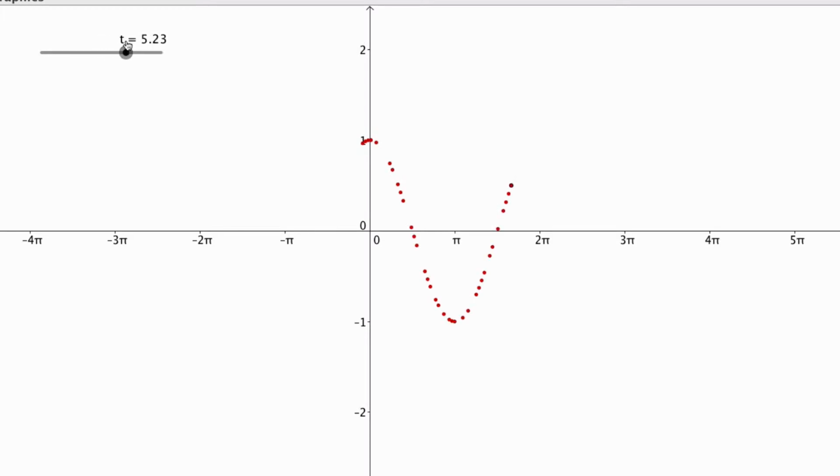So there we go. As t gets bigger and bigger, cos of t takes different values because P is going around the circle, remember? And at 2 pi, it starts to do it all over again because the period of this thing is 2 pi.